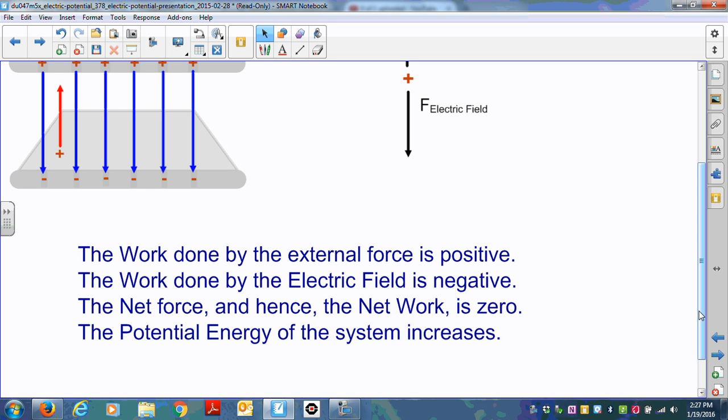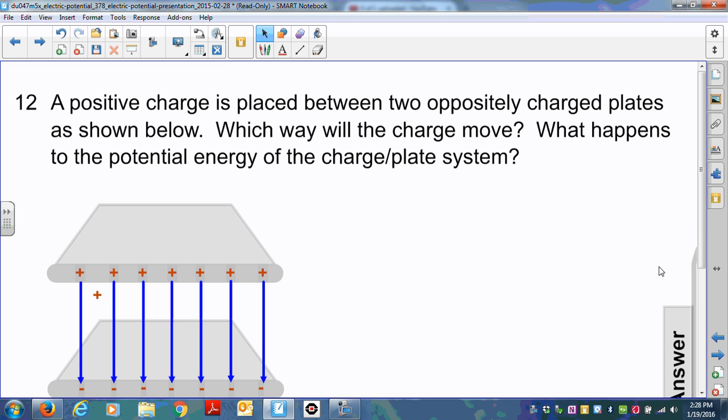The work done by the electric field is negative because the force is going down but the direction of motion is up. The net force, and hence the net work, must be 0. The potential energy of the system will increase because you're moving that charge upward against the electric field force, the Coulomb force. Okay, so go ahead and let's read through this and pause the video in order to answer the question.